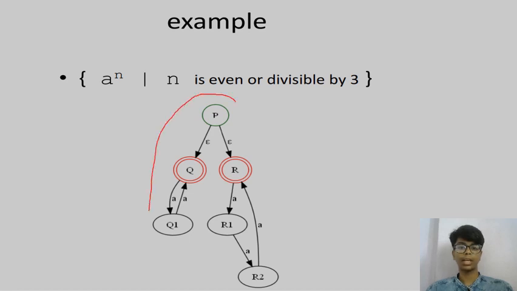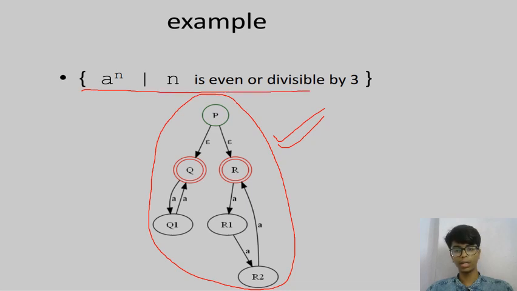So it is the non-deterministic finite automata with epsilon transition. P with epsilon goes to Q and R. P with epsilon goes to Q and R, and Q with input A goes to Q1, and Q1 with input A goes to Q, and the final states are Q and R. And R with input A goes to R1, and R1 with input A goes to R2, and R2 with input A goes to R. So this is the non-deterministic finite automata with epsilon transition, which is equivalent to this language a power n, where n is even or divisible by 3.